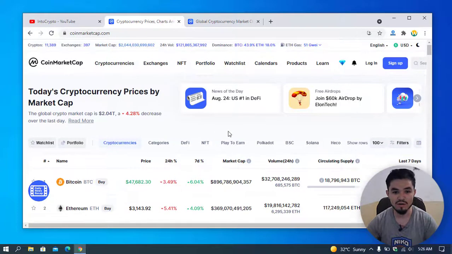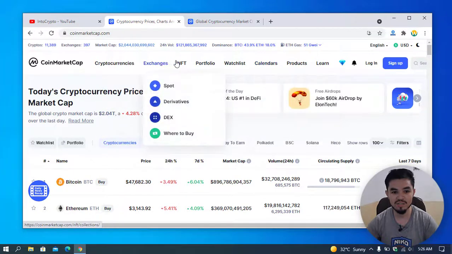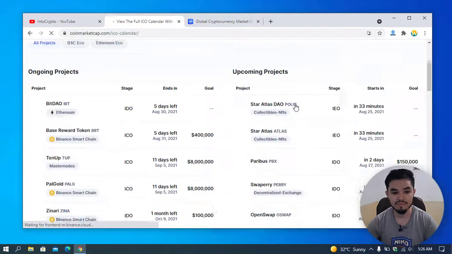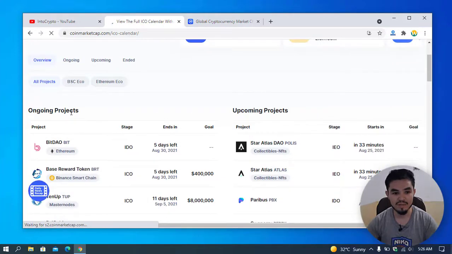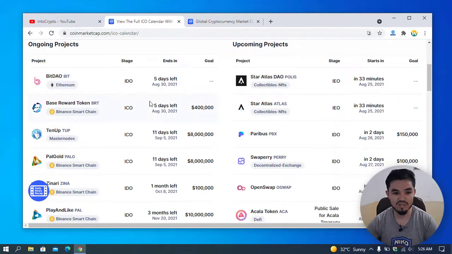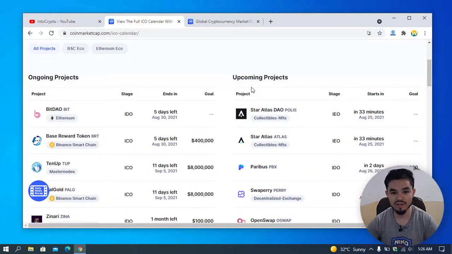Now we need the new upcoming coins and tokens which will be listed or available in Coinmarketcap. Here on the top bar, there is cryptocurrency, exchange, NFT, portfolio, watchlist, calendars, products, learn, and here are the calendars. Click on the ICO calendars. Here are the ongoing projects, 5 days left. Here are the projects that you can check out. Here are the upcoming projects, the upcoming coins and tokens which you can find in Coinmarketcap.